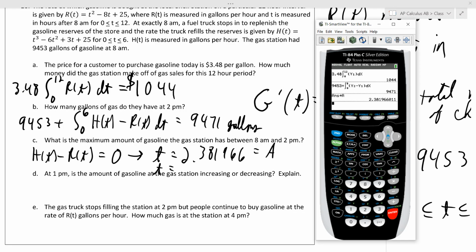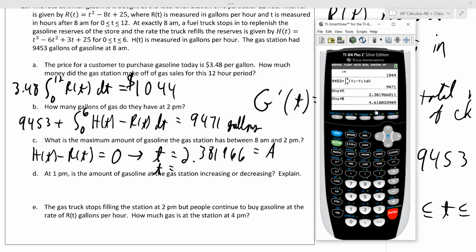We got to find that second 0. Second trace, in this case, we want the 0. It's between 4 and 5. 4, enter. Right bound, 5, enter. It's right in the middle. Just hit enter to guess this for you. And we're going to take that number, second quit, and store that as B.